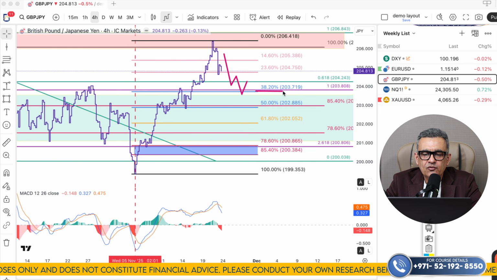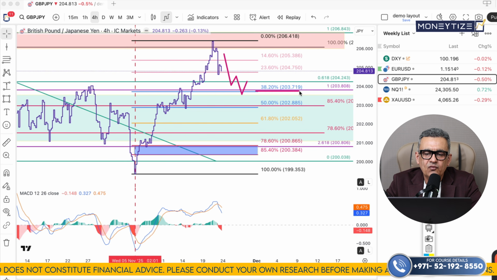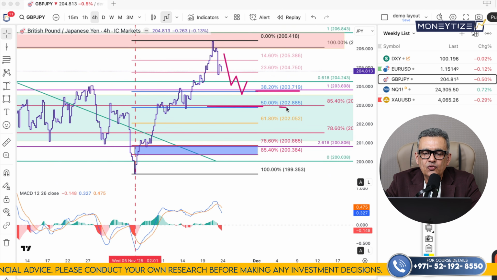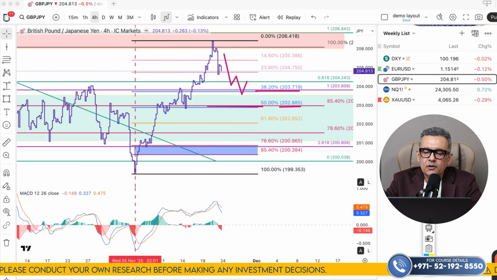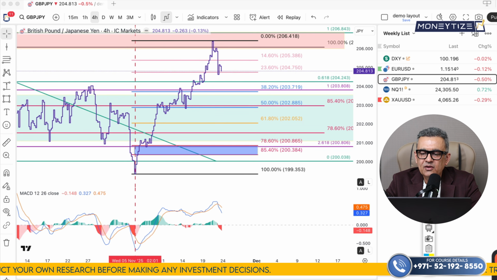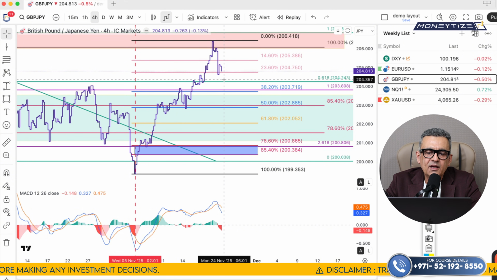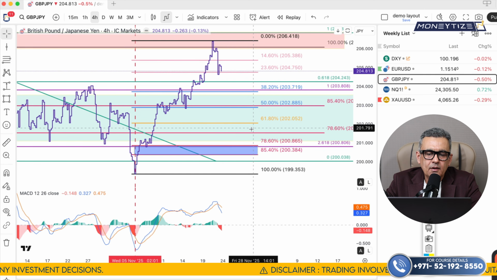So we can expect buyers to take over around 203.71 or from the next level of support, which is around 202.88. In short, every drop in GBPJPY is an opportunity to buy. So I'll be accumulating my buy positions on the drop.